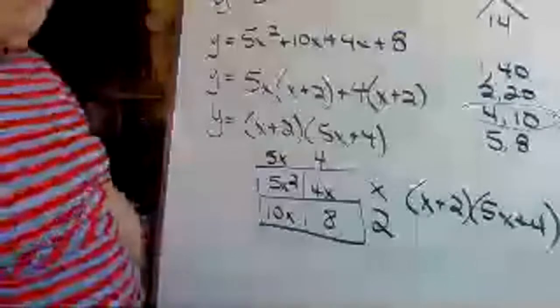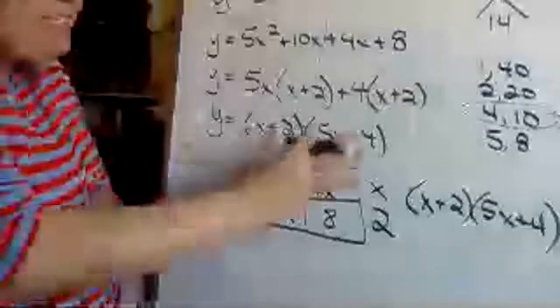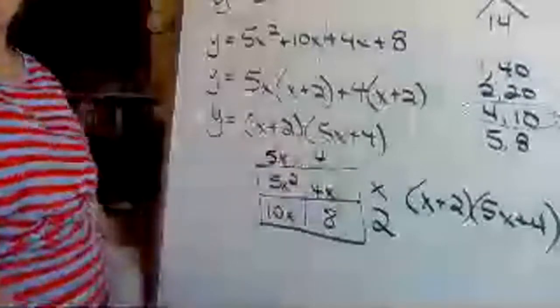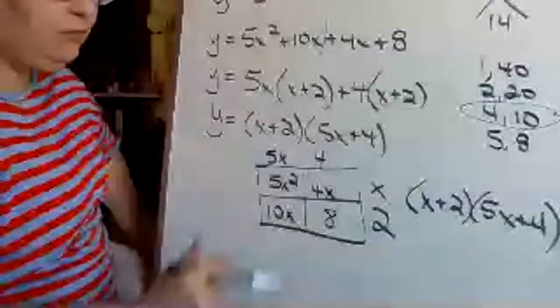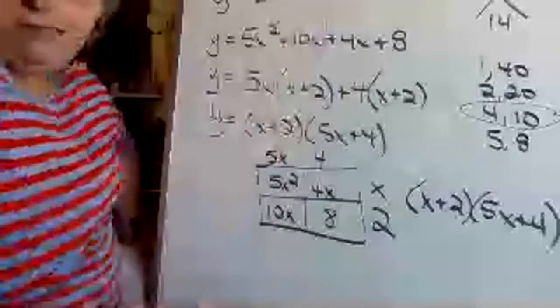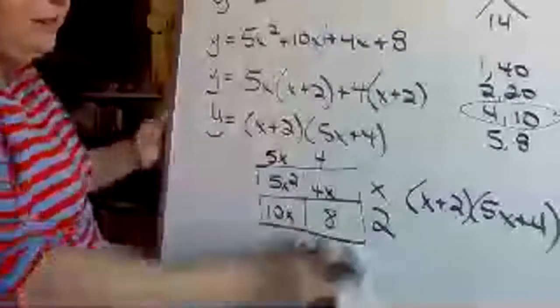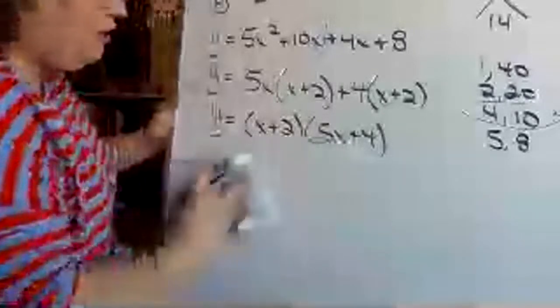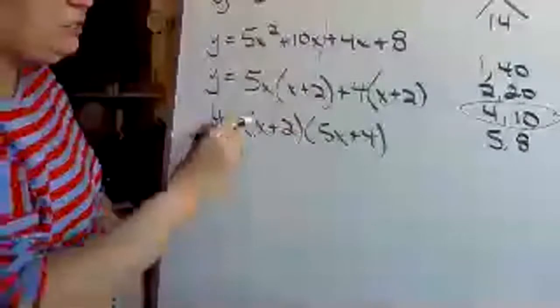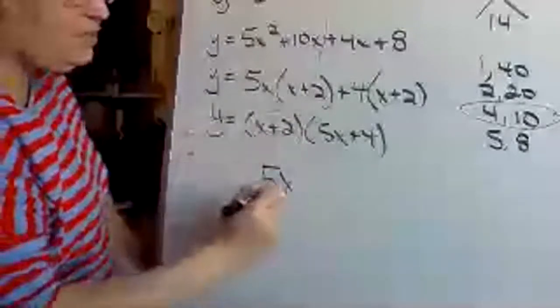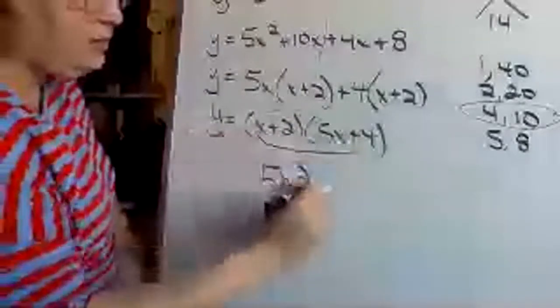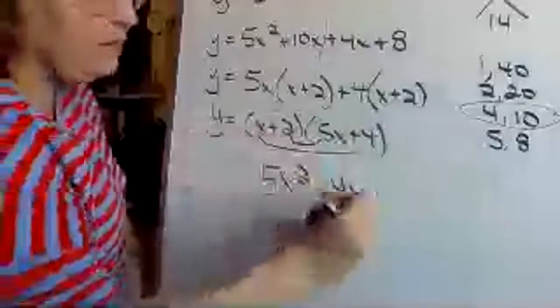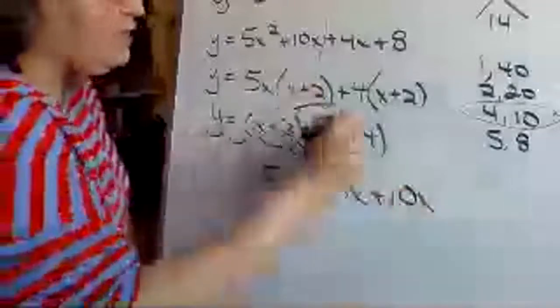Okay, now, how do I find out if I did it correctly? Because one of the questions was, did you do it correctly? Well, you just multiply it back out. If you multiply it back out, does it get what you started with? You should never get a problem wrong on this because you can just multiply it back out. So that would get 5x squared. This would get plus 4x. This would get plus 10x. And this would get plus 8.